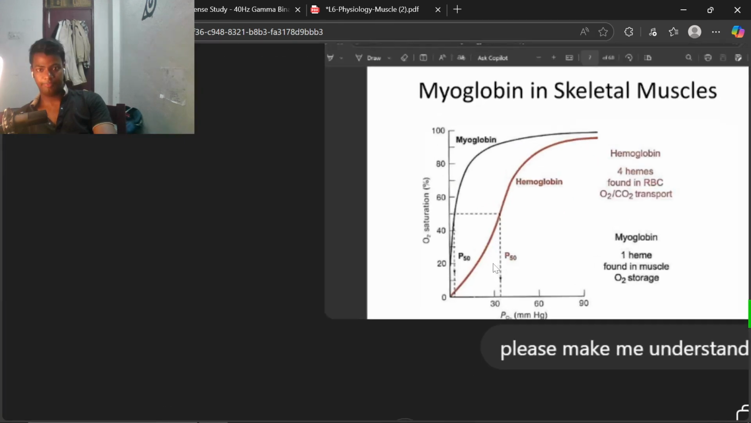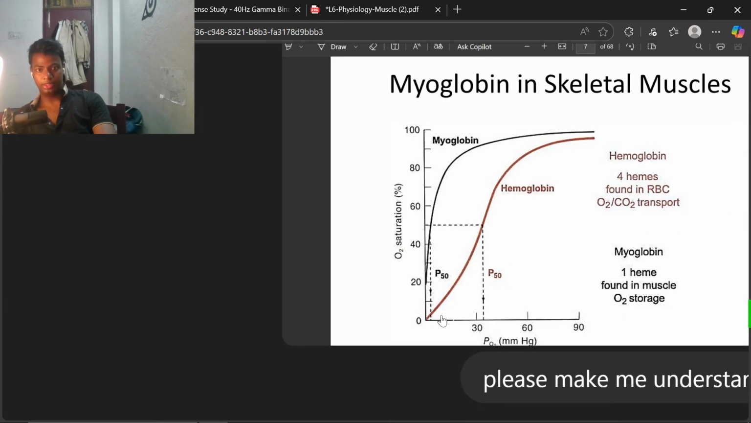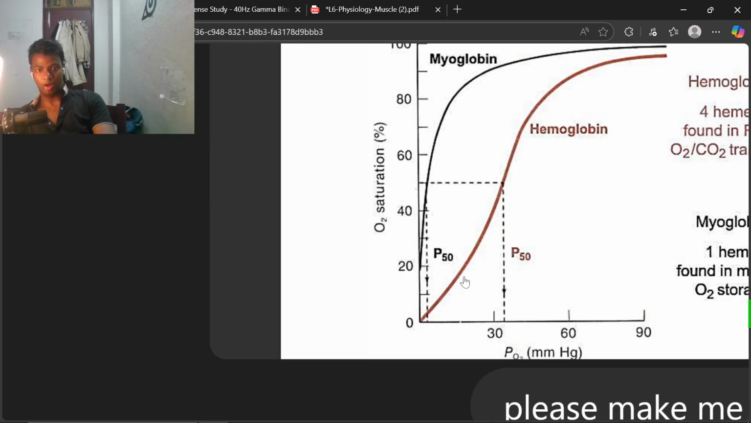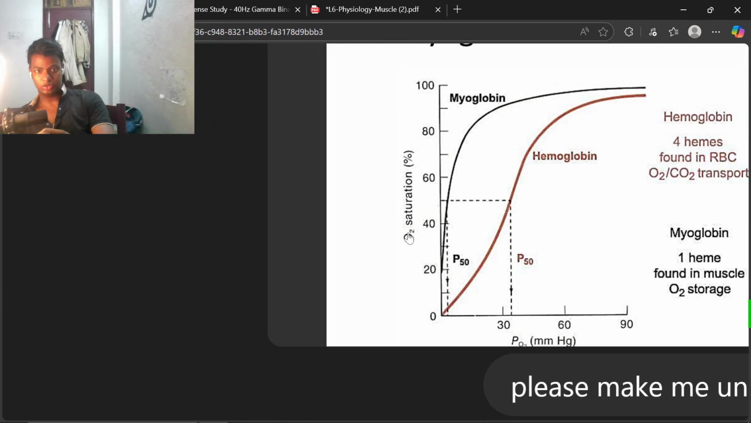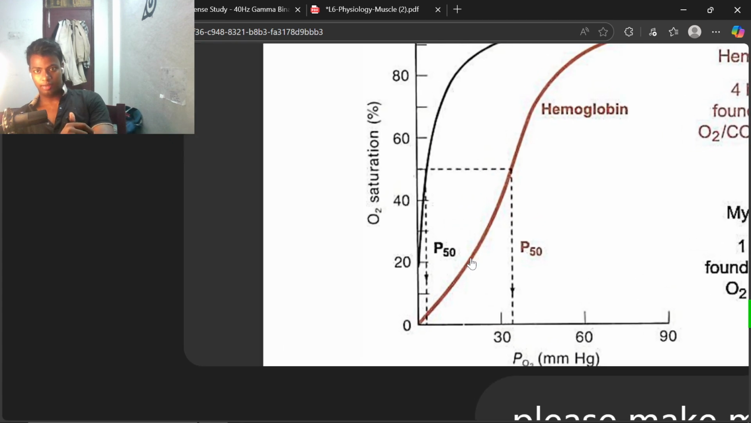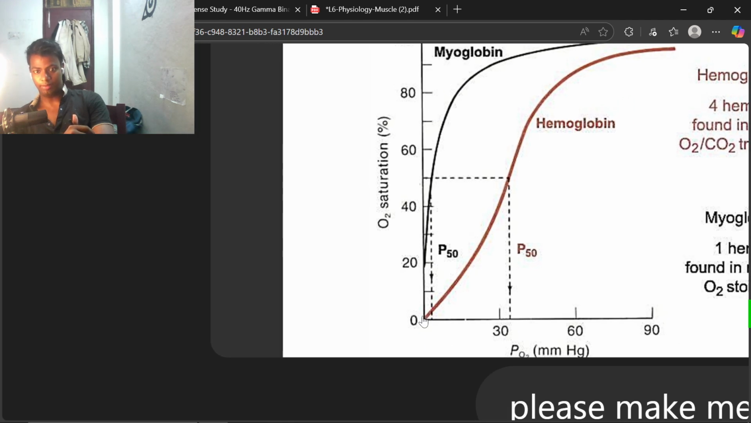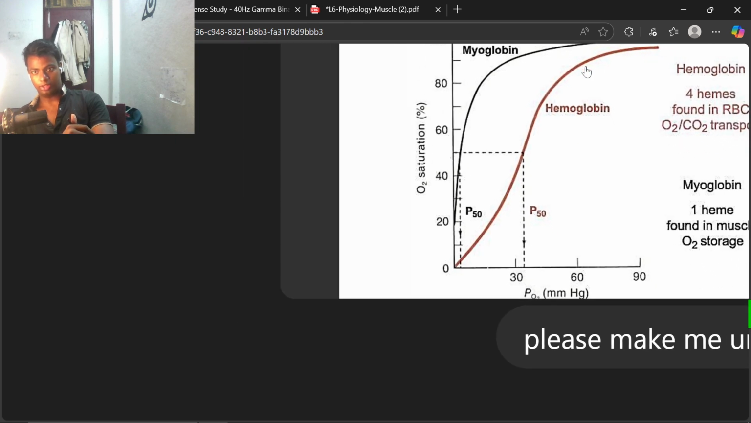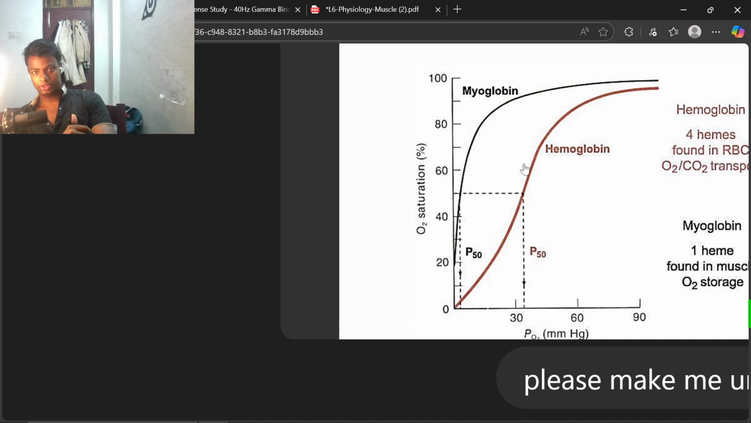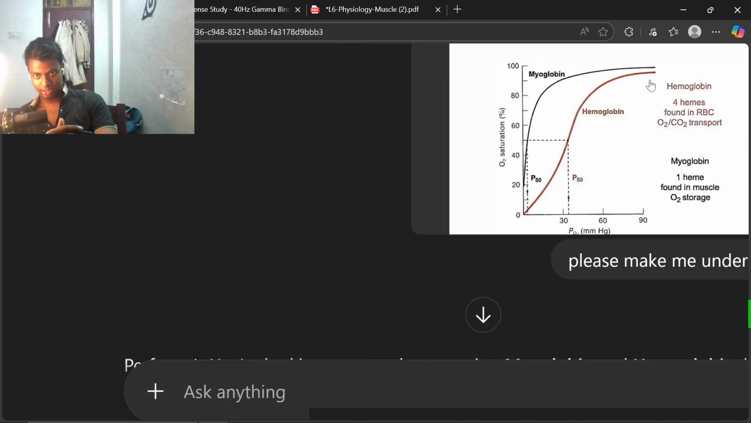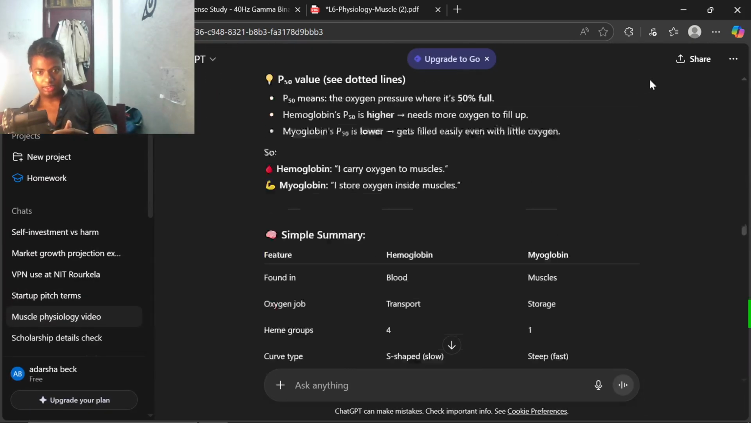So you can see at the starting point, P50 means how much oxygen is around the cell, and oxygen saturation is how much oxygen they are actually transporting. At first, because hemoglobin has more seats, they have more capacity. They are able to take more than myoglobin at first, and at some point they actually intersect. Okay, so let us ask what that region is.